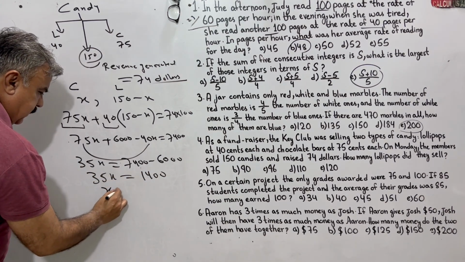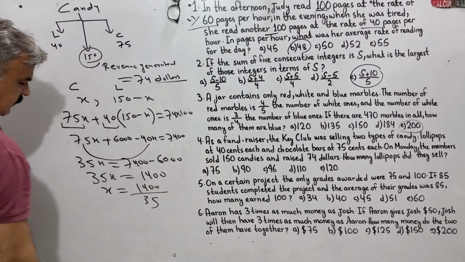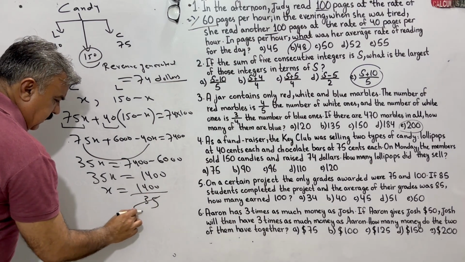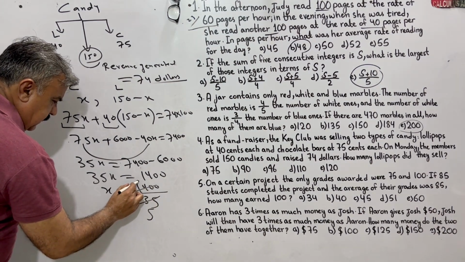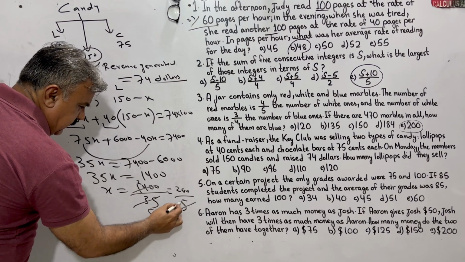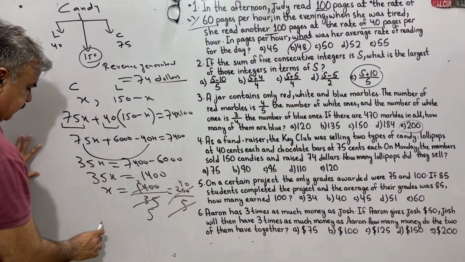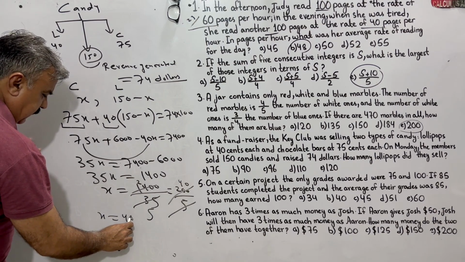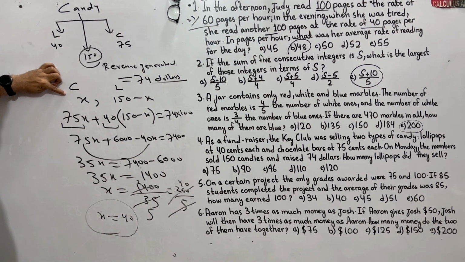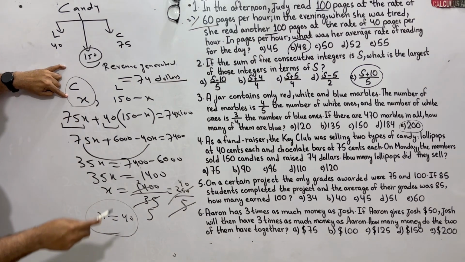Or x is equal to 1400 divided by 35. Apply the table of 7: 5 times 7 is 35, and 1400 divided by 35 is 200 divided by 5, or the table of 5, 4 times 10, which is 40. So x is 40. What is x? X is my chocolate bar, 40. But we are asked to find the lollipops.